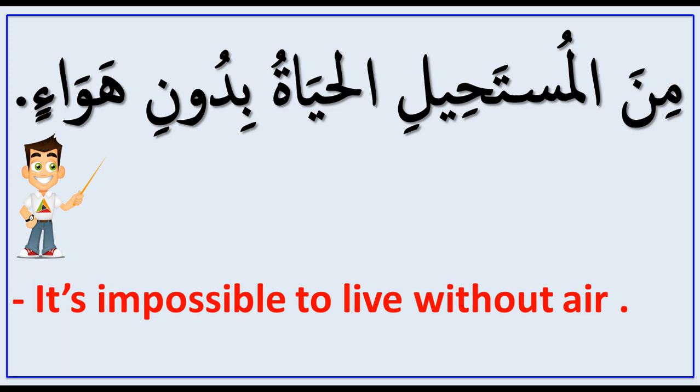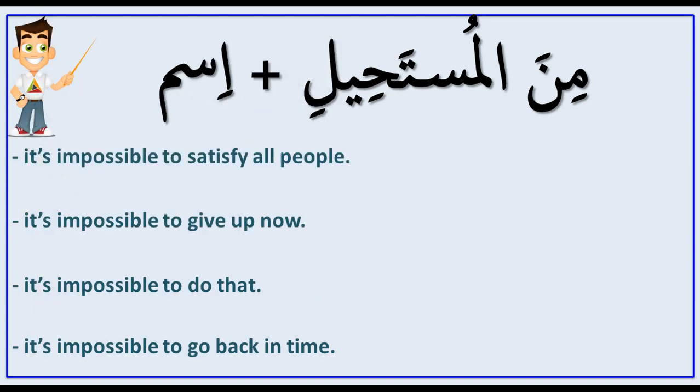So from this example, I think you know what's the meaning of it's impossible. It means من المستحيل, and after it you add a noun, اسم. So for example, it's impossible to satisfy all people.